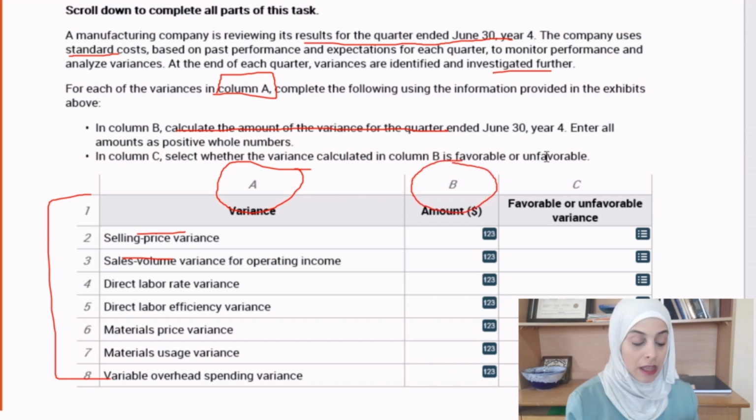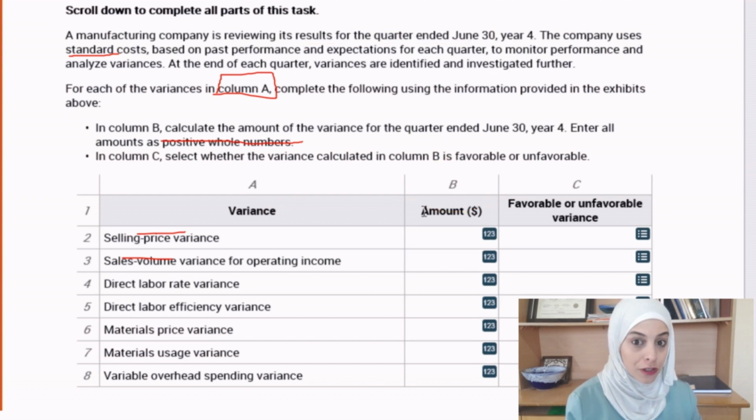Pay attention. They are saying here, enter all amounts as positive whole numbers. So they're telling us to enter all the amounts as positive numbers, regardless of whether they were negative or positive, or favorable or unfavorable. They want us to insert all numbers as positive values. So that's very important. As I said, read the question and the instructions carefully, because here they tell you exactly what they want from you. Any misunderstanding will cause you to lose points, okay?